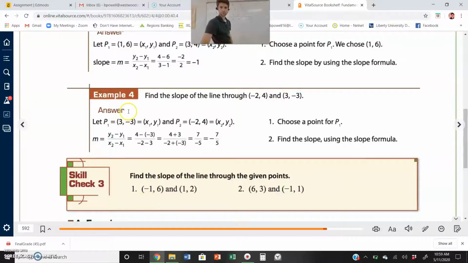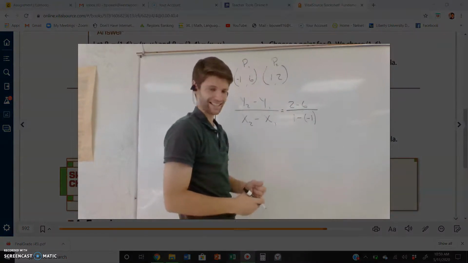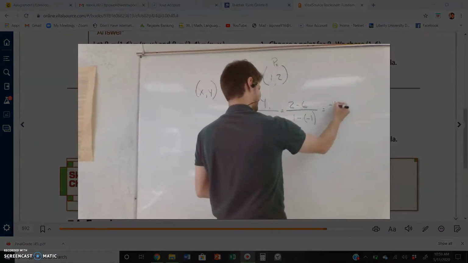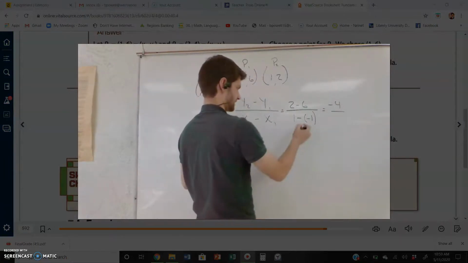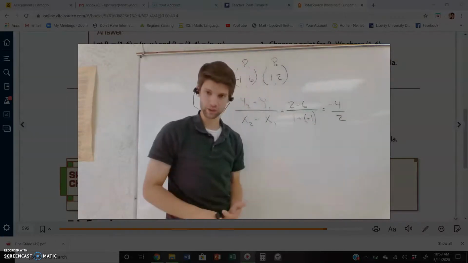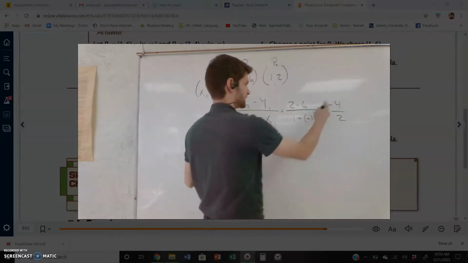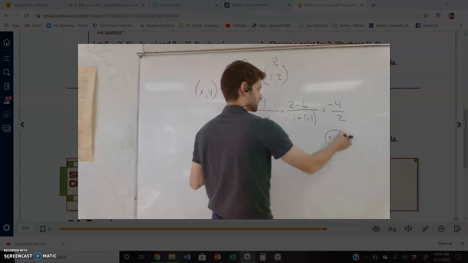So let's solve. Let's zoom in here. So 2 minus 6 is negative 4. 1 minus negative 1 is adding the opposite, is 2. Can this be reduced? Yes. Negative 4 over 2 reduces to negative 2.